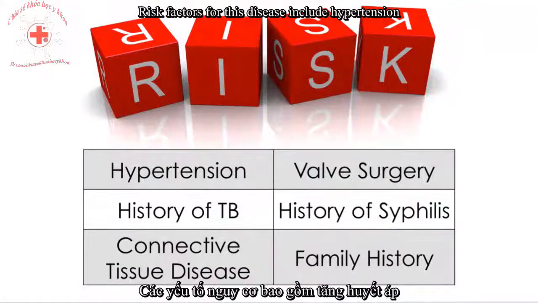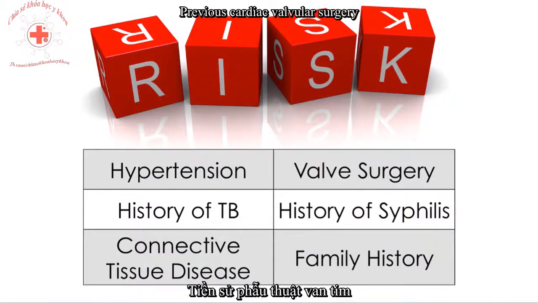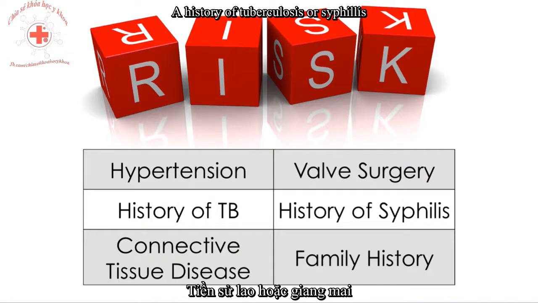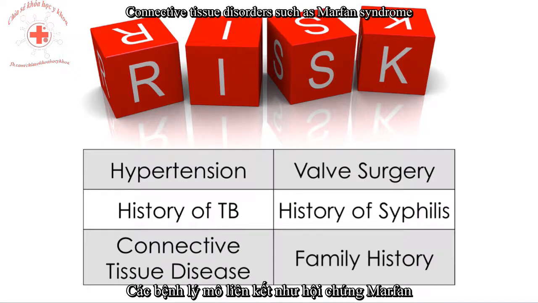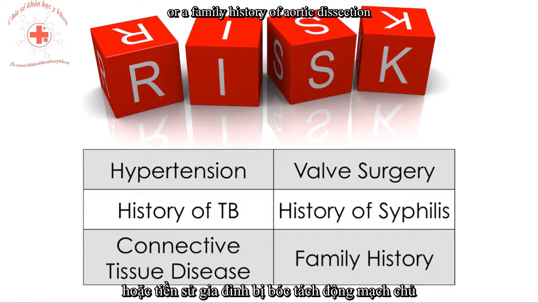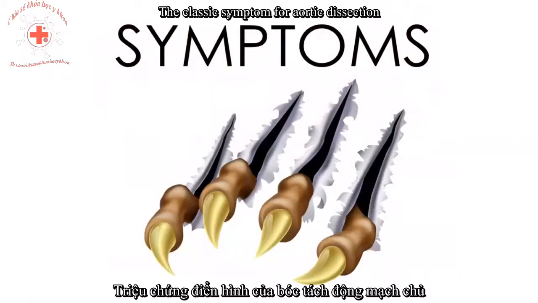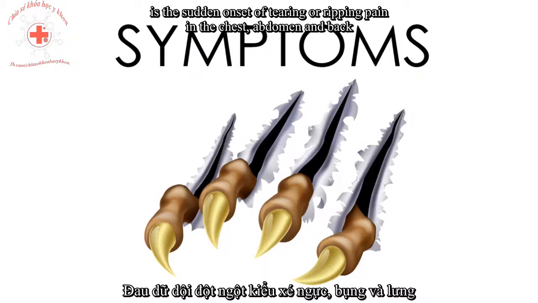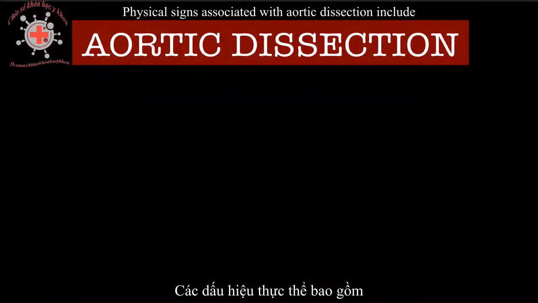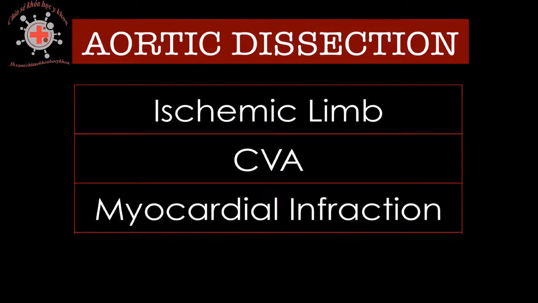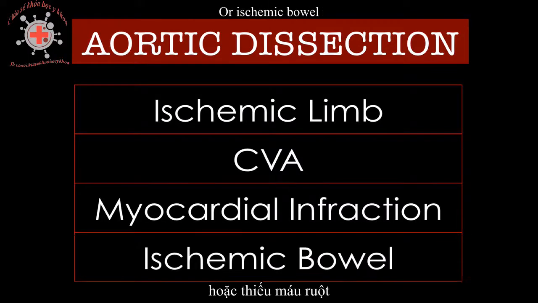Risk factors for this disease include hypertension, previous cardiac valvular surgery, a history of tuberculosis or syphilis, connective tissue disorders such as Marfan syndrome, or a family history of aortic dissection. The classic symptom for aortic dissection is the sudden onset of tearing or ripping pain in the chest, abdomen, and back. Physical signs associated with aortic dissection include ischemic limbs, stroke, myocardial infarction, or ischemic bowel.